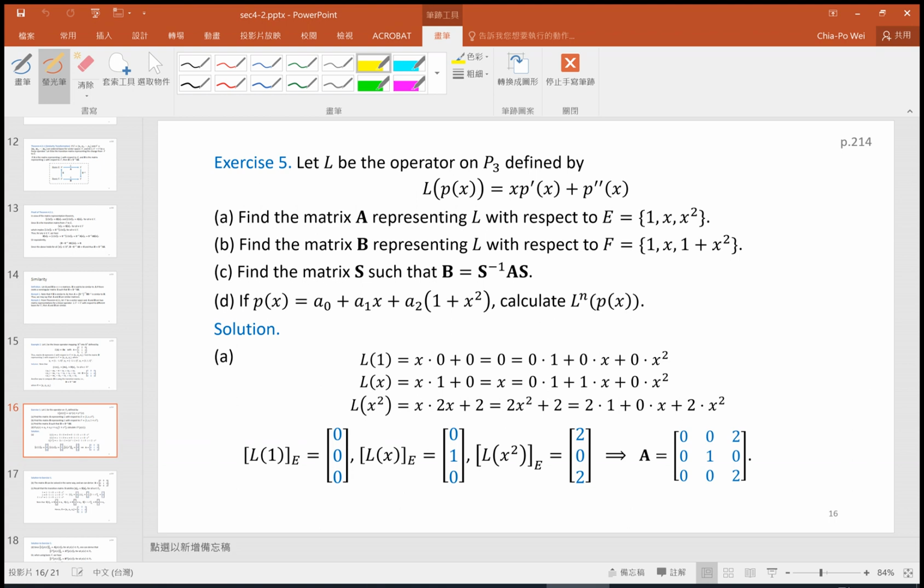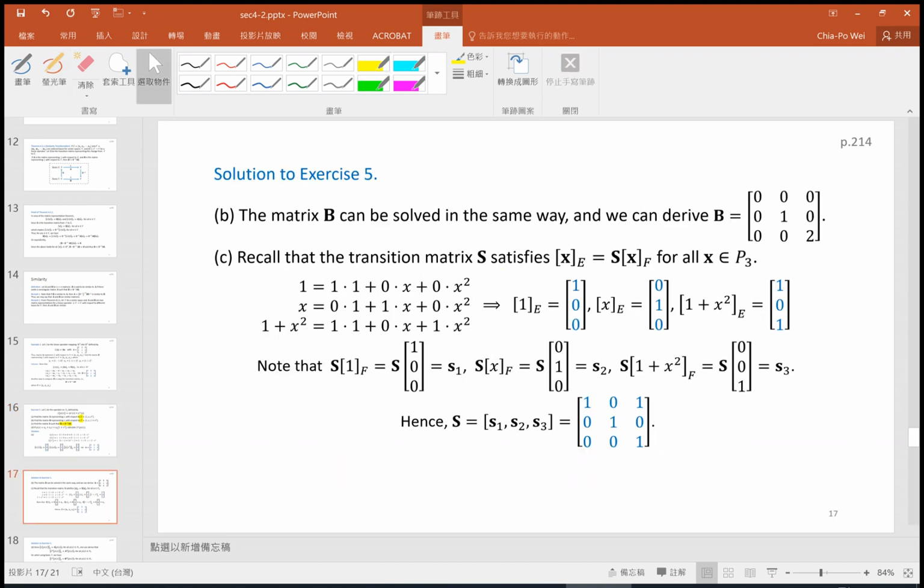In case C, we need to find a matrix S such that B equals S inverse times A times S. Clearly, S is the transition matrix from basis F to basis E. Therefore, S needs to satisfy the transition matrix formula. That is, the coordinate of x with respect to E equals S times the coordinate of x with respect to F for all x in P3.